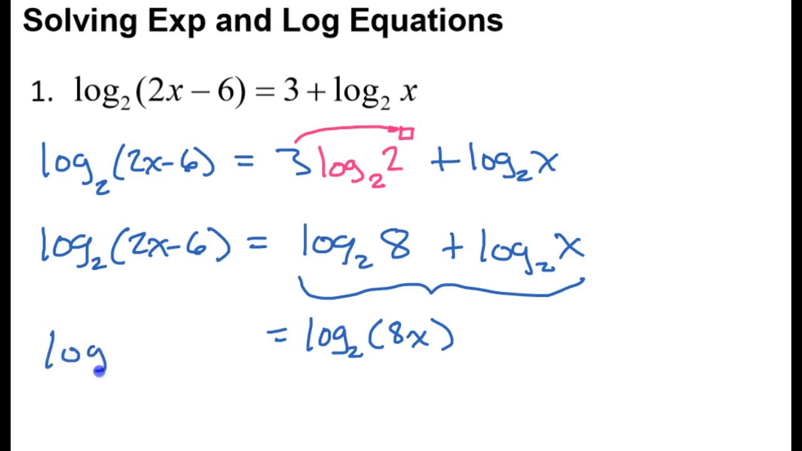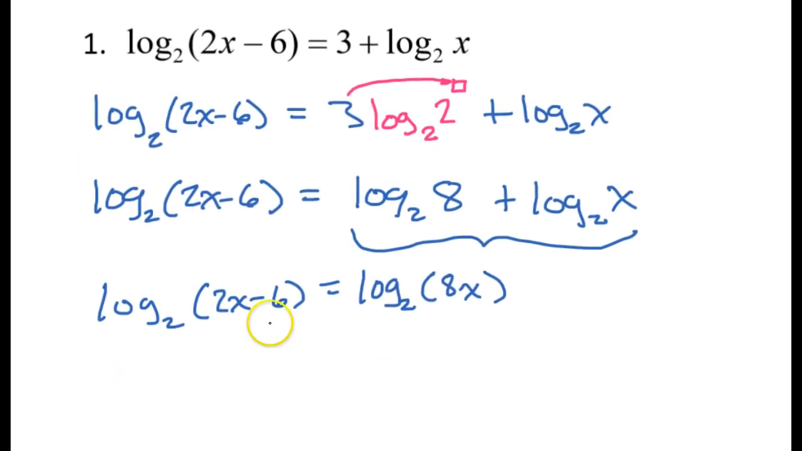Meanwhile, over here I have log base 2 of 2x minus 6. Now that I have a single log equal to a single log, both base 2, then the argument must be the same. The stuff inside the logarithm must equal the stuff inside the other logarithm. So in other words, 2x minus 6 must equal 8x.